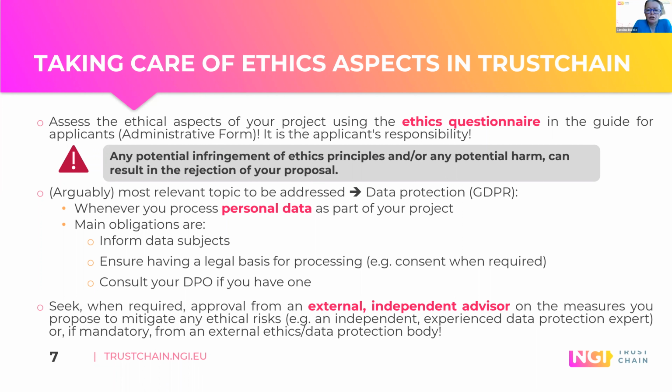Actually, there is a question that is more related to the cascade funding principle. So maybe we can come back if there are any questions regarding the ethical aspect, and I will answer this one. Actually, indeed, TrustChain empowers innovators through funding, and the form of this funding is cascade funding. So actually, there is an amount of 170,000 euro per selected project.